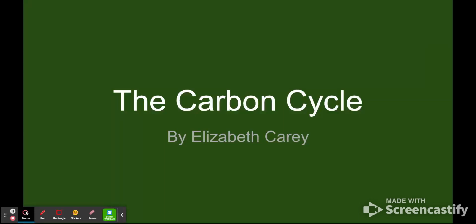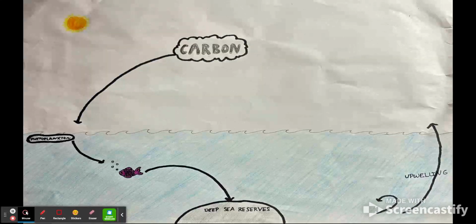The carbon cycle is the process that describes the movement of carbon throughout the environment. It cycles carbon between the atmosphere, plants, animals, oceans, and land. The first aspect of the carbon cycle we'll talk about is the oceans.